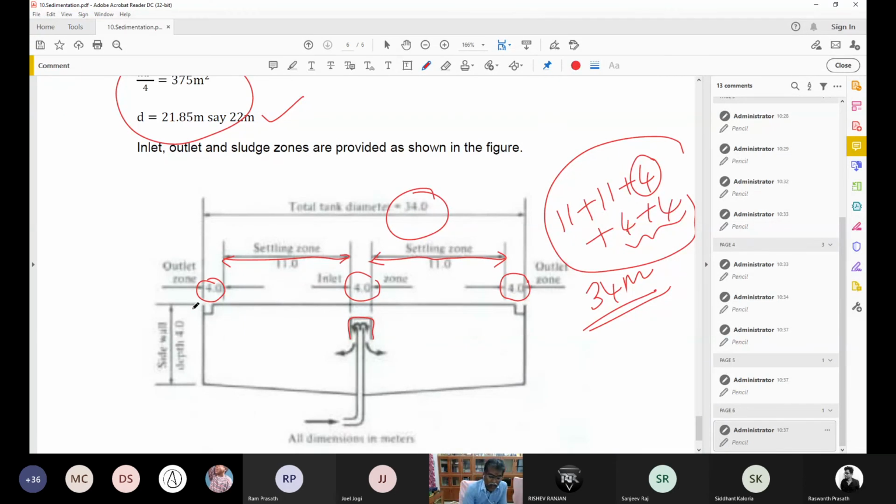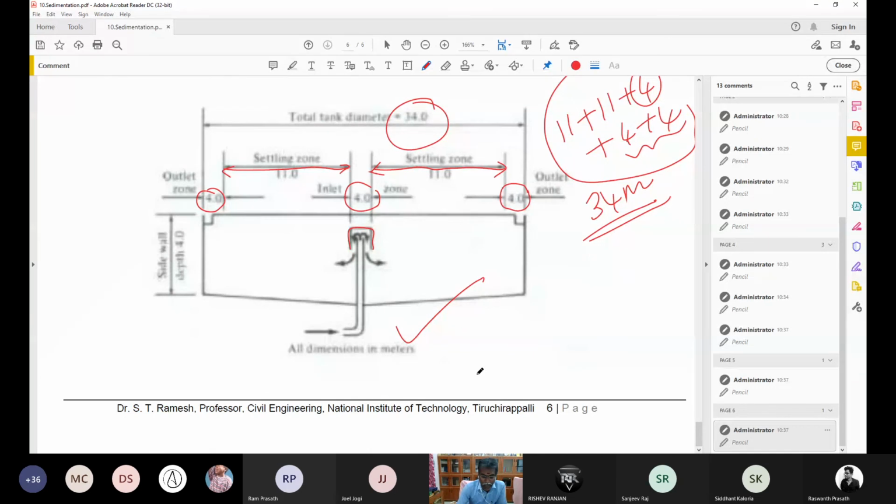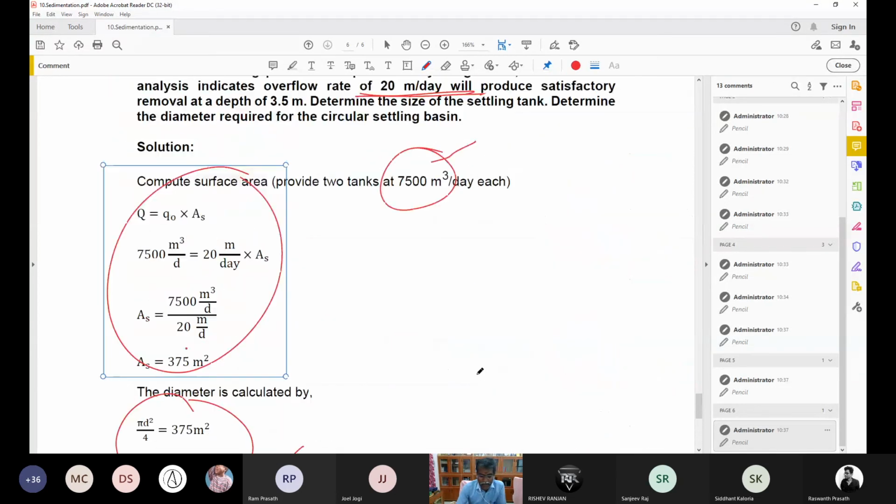So the total depth, side water depth, you can have 3.5 meter, and you can add 0.5 meter at the top for freeboard and 0.5 meter at the bottom for sludge storage. So it is this. And with that, you can design for a circular sedimentation tank. Is it fine?